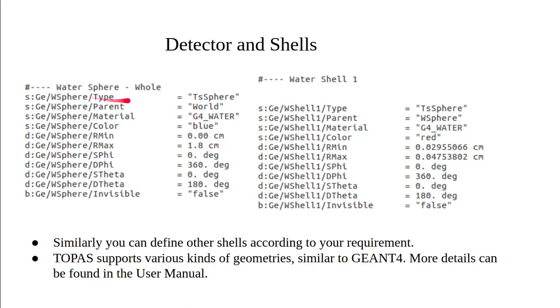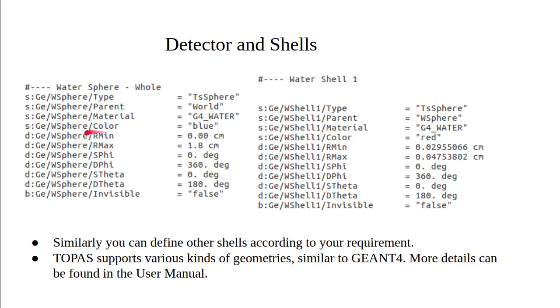So basically to define our first sphere, the bigger sphere, we define the geometry component. I name it W sphere, you can name it anything. Then you have to define its type, whether it has a parent, which is defined for the daughter volume, so its parent is world. What's its material, we define this G4_WATER, and we gave it the color blue. And I'll show you at the end in the graphical interface section how this blue and red are different.